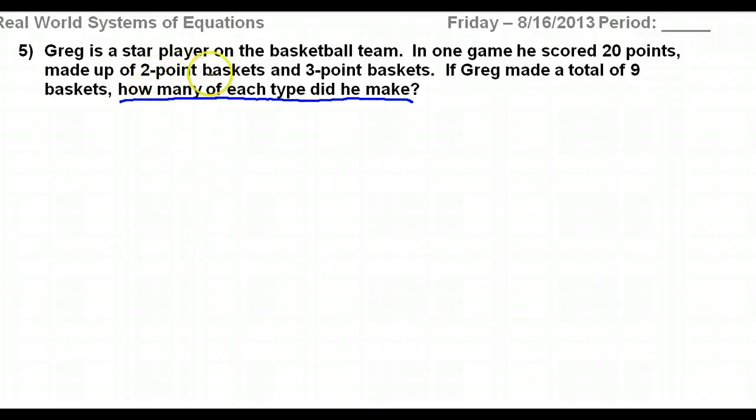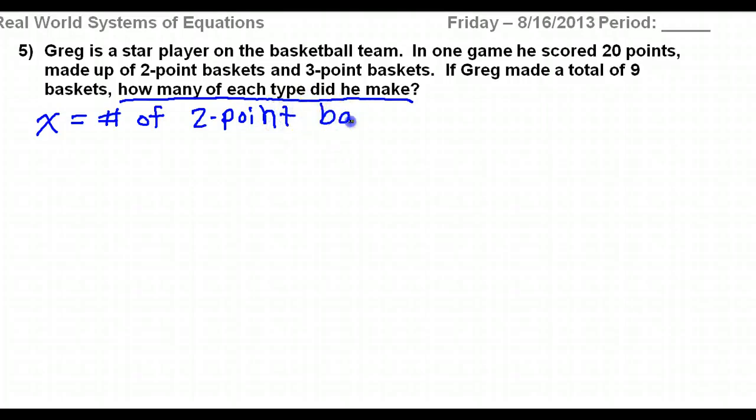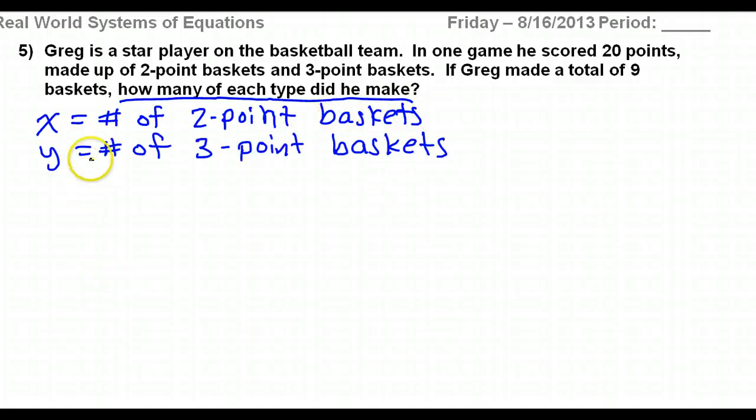I'm not seeing any obvious letters to use to differentiate between these two, so I think once again I'm going to use x and y. So all the more important to define your variables. So I'm going to let x equal the number of 2-point baskets. Alright, man, I write slow. y is going to be the number of 3-point baskets.